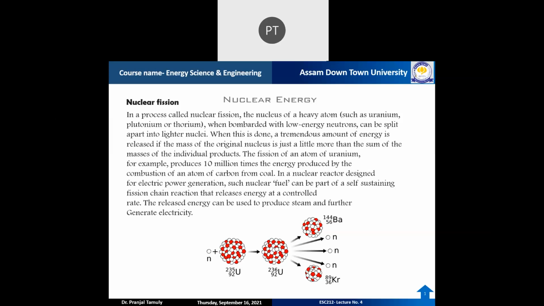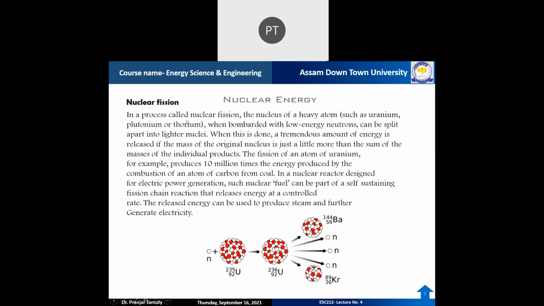Okay, let's start. So, last time what were we discussing? We were discussing the different non-conventional sources of energy. One topic is left in this regard, that is nuclear energy. There are two different types of reaction, nuclear fission and nuclear fusion, from which we can extract useful energy. First we will discuss nuclear fission.